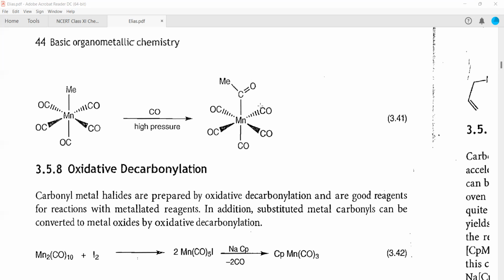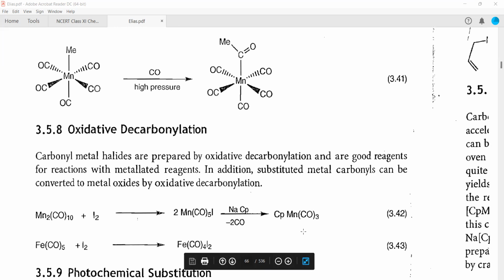Supposing you have a lot of metal carbonyls, or we are talking about homoleptic metal carbonyl complexes, in which the metal complex has only carbonyl as the ligands. But supposing you want to substitute three carbonyls with a Cp. For example, you can see in equation 3.42. This is what exactly they have done.